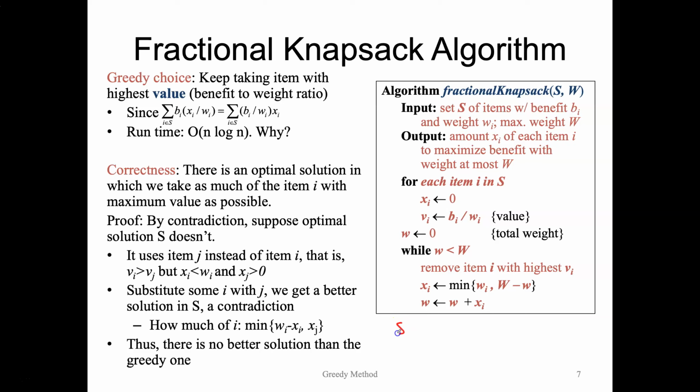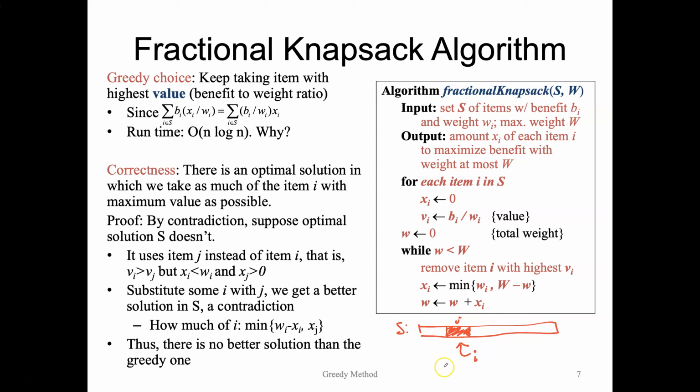So here's this optimal solution. We start off by assuming this is an optimal solution S, and it doesn't take as much of item I as it could have. Here's all of item J that it ends up taking instead. And so we're going to swap out everything that we can of this item J, since it's not worth as much as item I. We're going to change this solution and replace as much as we can of item J with item I instead.